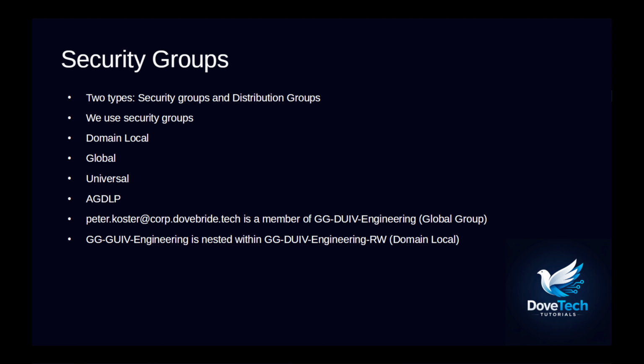When a new engineer joins DoveBridge, you add them to gg-duiv-engineering, and they automatically inherit every permission that group carries. When you want to add a new resource permission for the whole engineering team, you modify the domain local group, not the individual users, not the share ACLs. It scales, it's auditable, and it stays consistent no matter how large the environment grows.